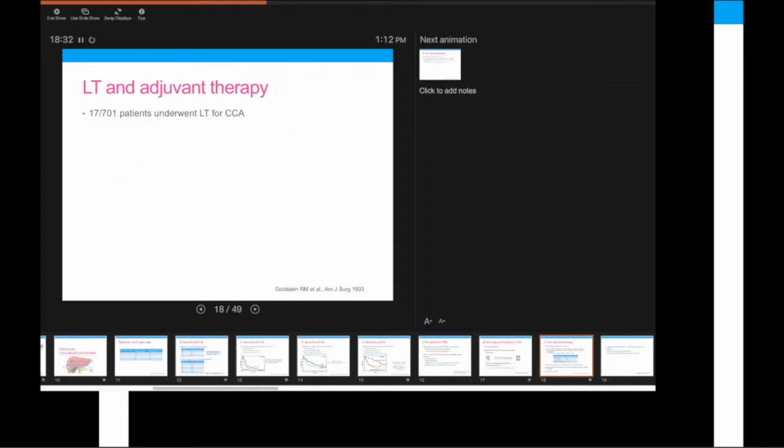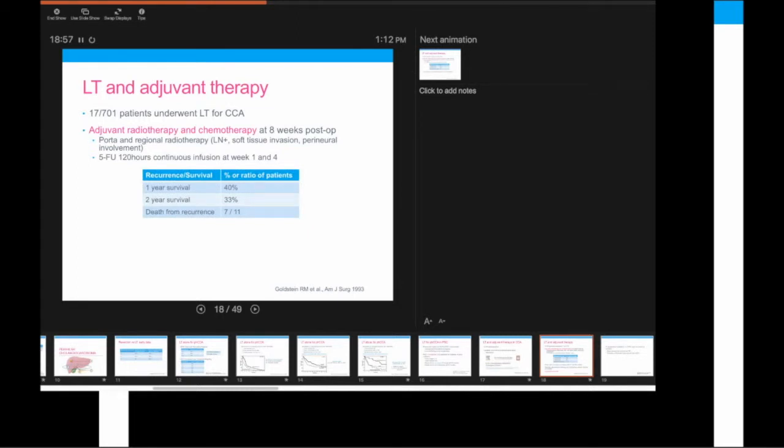It's a retrospective study. He reviewed 701 patients who underwent transplant. 17 of these patients underwent transplant for cholangiocarcinoma. These 17 patients did receive adjuvant radiotherapy and chemotherapy at 8 weeks after transplantation. Patients who received radiotherapy had positive lymph nodes, soft tissue invasion, as well as perineural involvement, and they also underwent 5-FU treatment. In this study, the 1-year survival rate was 40%, at 2 years, 33%.